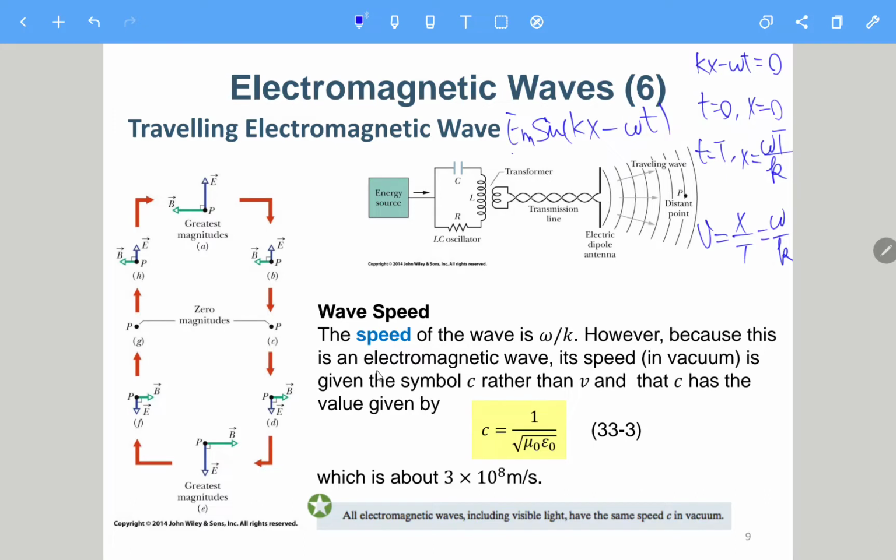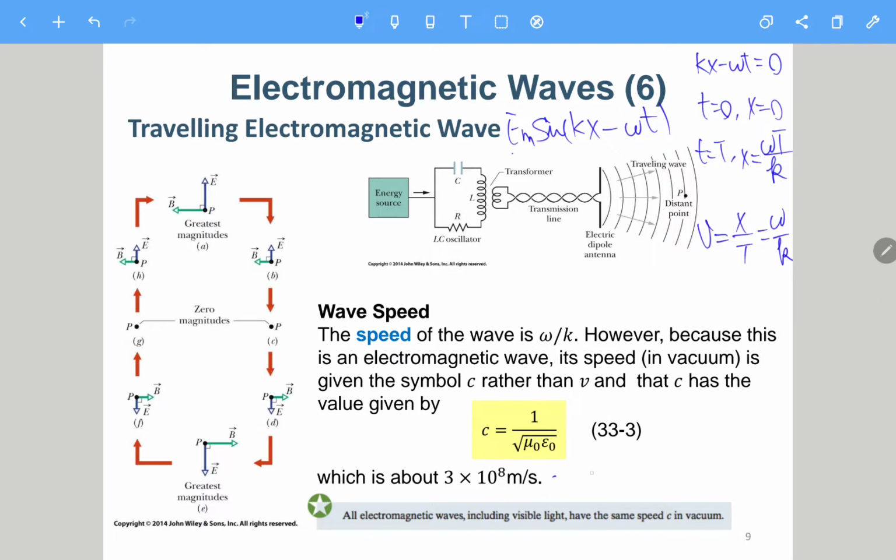However, because this is an electromagnetic wave, its speed is given by a different symbol rather than using v as the velocity. Because it is the speed of light, we should give some respect to the speed of light, so we name it c rather than v. And this c is very interesting. It is related to epsilon naught and also mu naught, and the expression is 1 over square root of mu naught epsilon naught. And of course, I will let you know why it would be like that. This value is about 3 times 10 to the 8 meter per second.